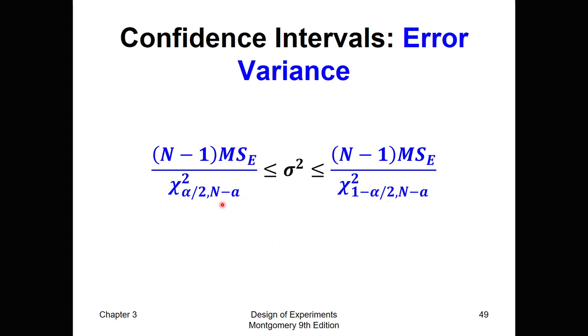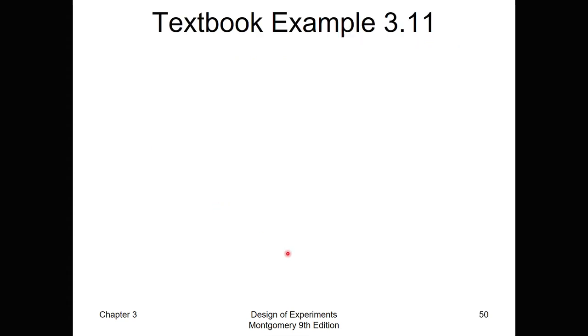And recall, chi-squareds only have a single degree of freedom term. So we have capital N minus A degrees of freedom, which is the same degrees of freedom as our error term. And actually, if you want to work that out, if you take the degrees of freedom for the error term, A times N minus 1, and just distribute in the A, you'll see that that is equivalent to capital N minus A.